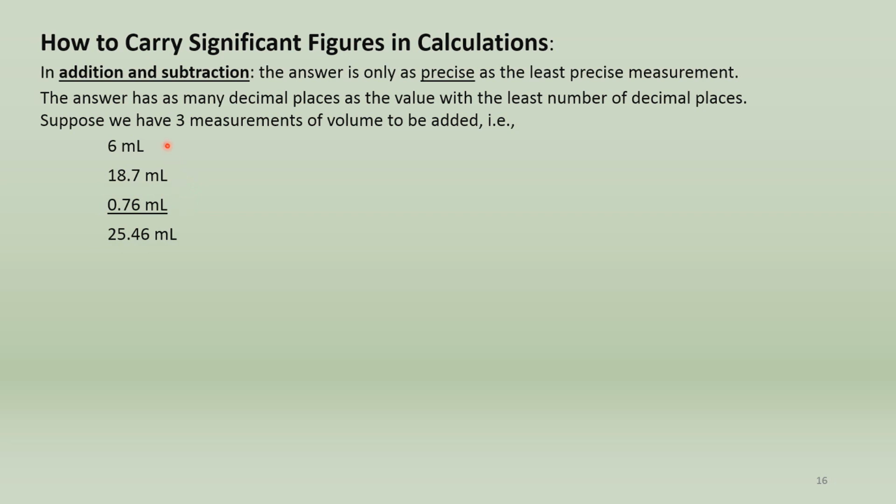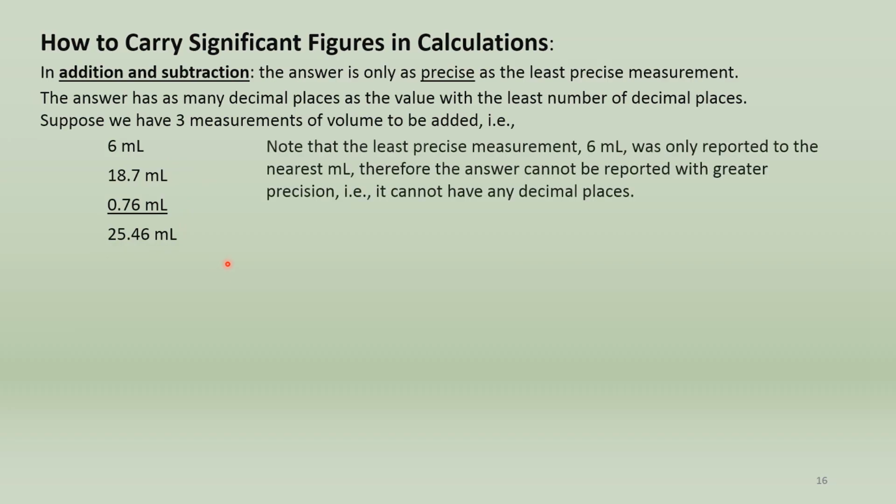If we want to know the total volume, we could add those numbers together and come up with 25.46 milliliters. But in truth, that's not really accurate. Note that the least precise measurement in our group here is 6 mils. It's only reported to the nearest milliliter, that's plus or minus a mil. And therefore, the answer really can't be reported with any greater precision than that. It can't have any decimal places because neither does the 6.